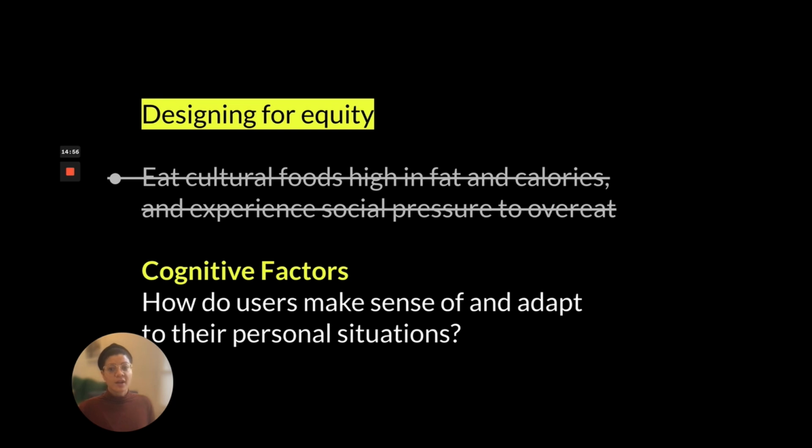Instead of focusing on alleged cultural elements, we can instead focus on cognitive factors. So how are users making sense of and adapting to their personal situations? And how does that impact choices around food and nutrition?